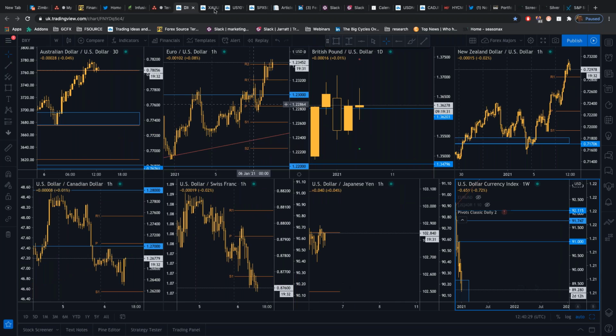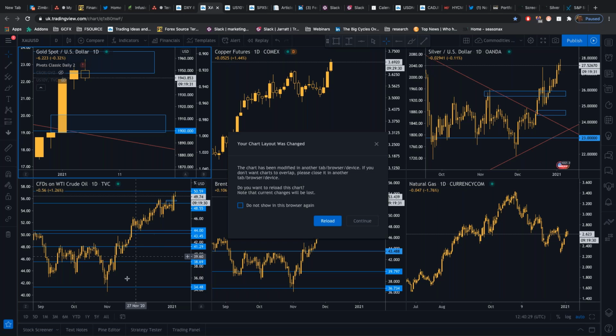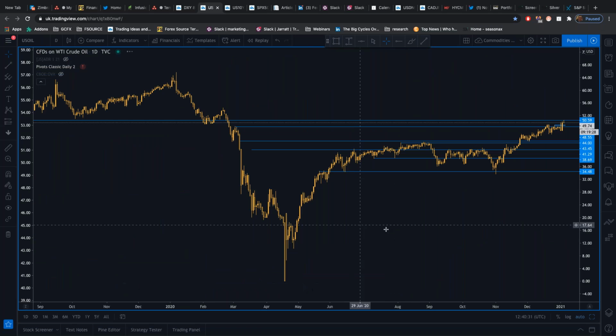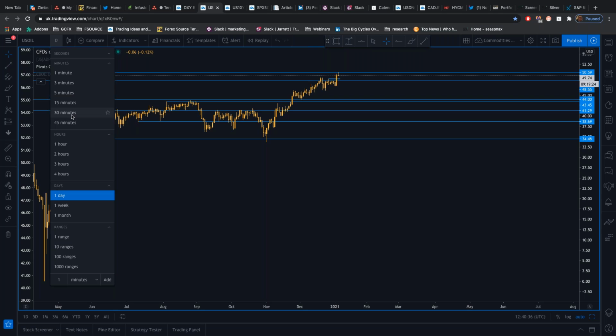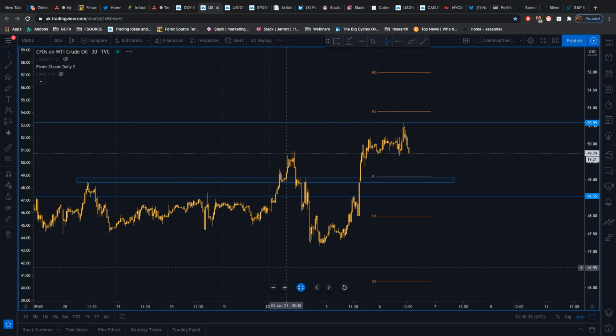Now, in terms of oil, you would have noticed some strong upticks in oil yesterday. The reason for those strong upticks in oil yesterday was very simply because Saudi Arabia surprised the markets and said, look, we have got a 1 million barrel per day production cut for February and March. So that's very supportive for oil. So we'd expect any retracement back down to that 49 level.